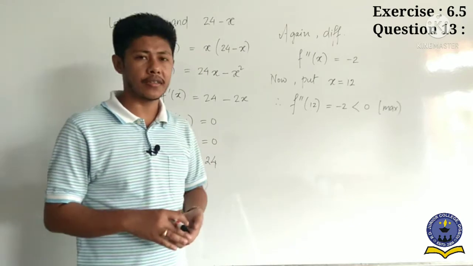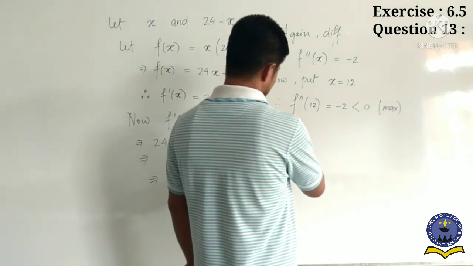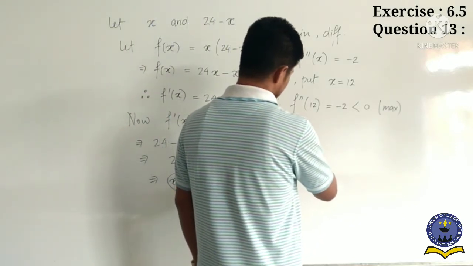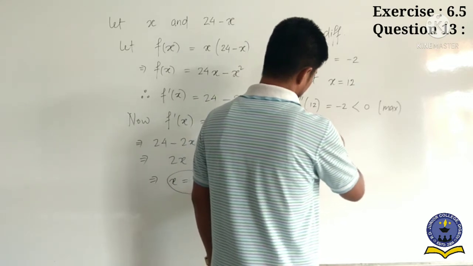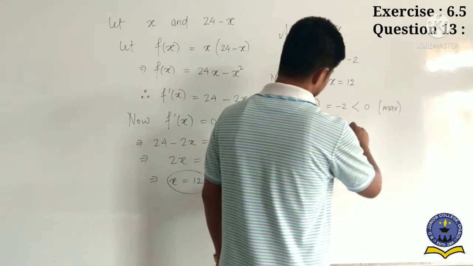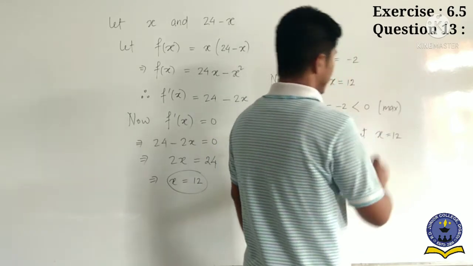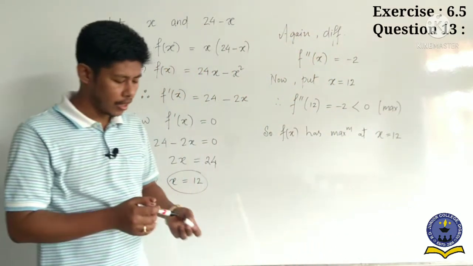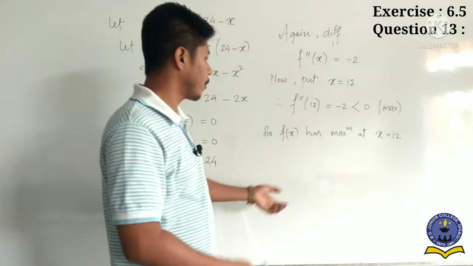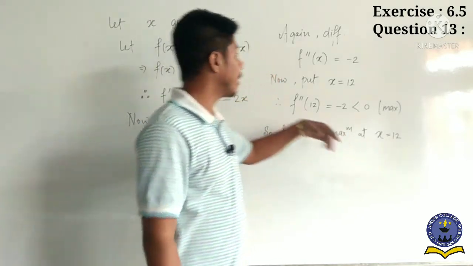So from here what can we say? We can say f(x) has maximum at x equals 12. That means as large as possible. So here one number we get is 12. So what will be the other one?